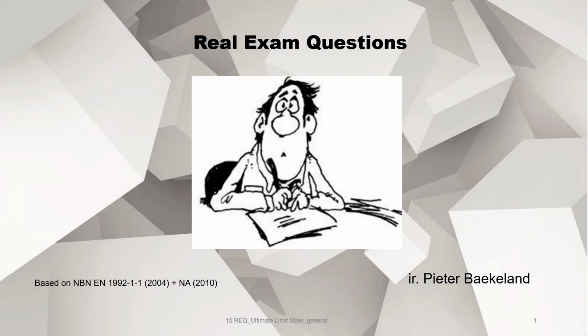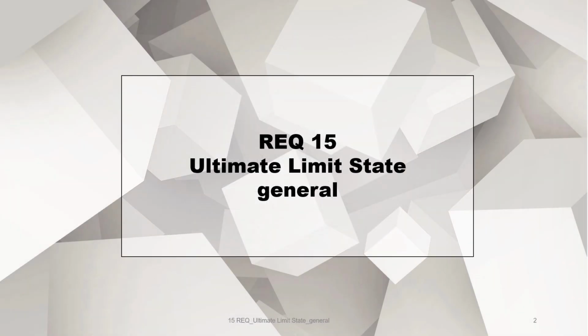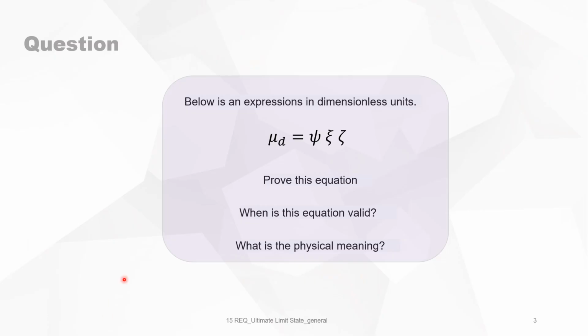Real exam questions. This is question 15, Ultimate Limit State General. Below is an expression in dimensionless units. Prove this equation. When is this equation valid, and what is its physical meaning?